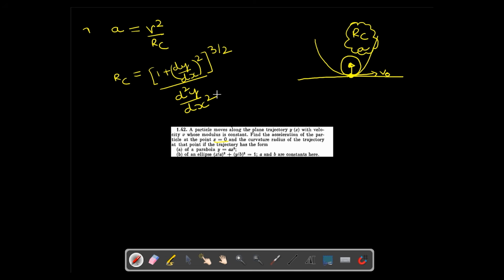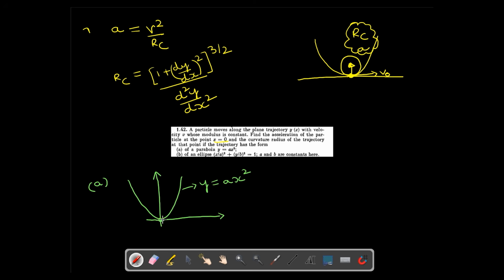Okay, now let's solve. They have given two particular things. One they have given as a parabola, one they have given as an ellipse. So let's solve the A part of this particular question. Let's draw a parabola, okay, of any particular thing. Let's say the parabola is like this. They have mentioned y is equal to ax square, or kx square, where a and b are constants.